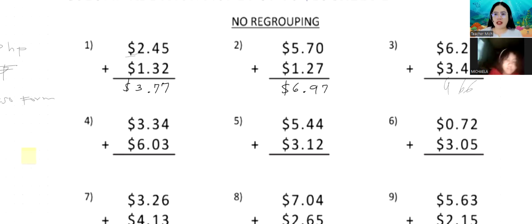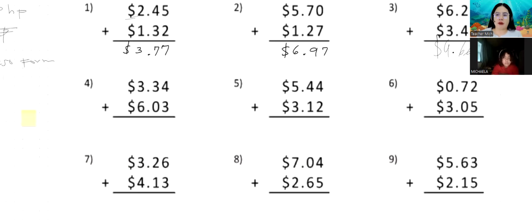Is that your final answer? Yeah. You forgot something. Okay, very good. So it should be 9 and 66 cents. How about the number 4, anak?